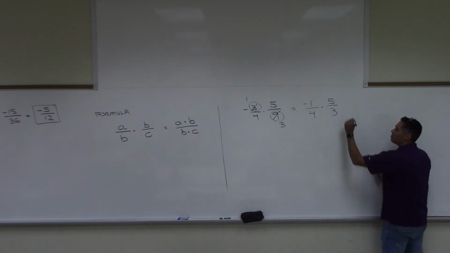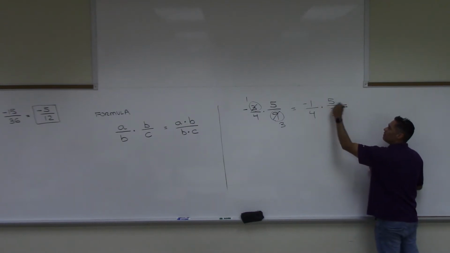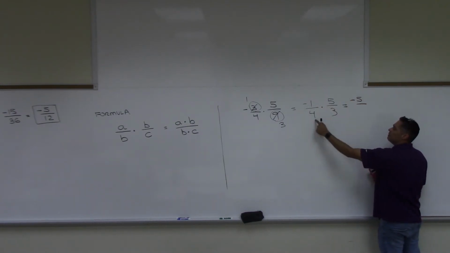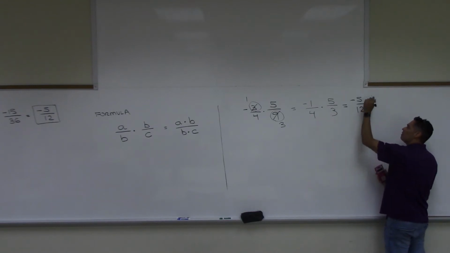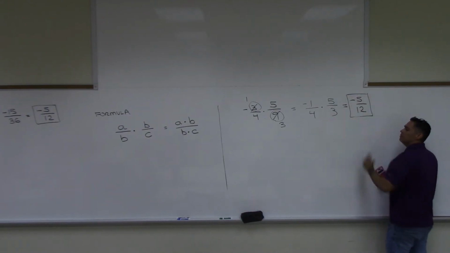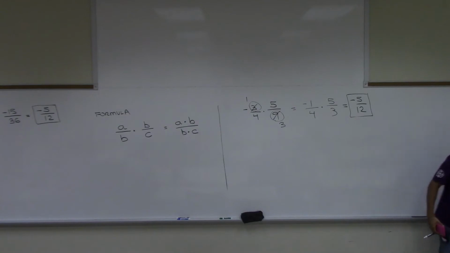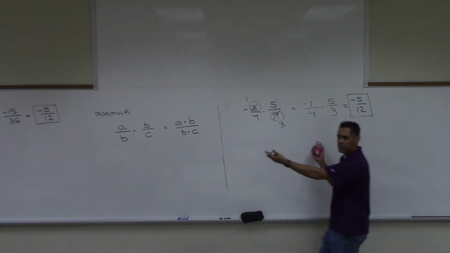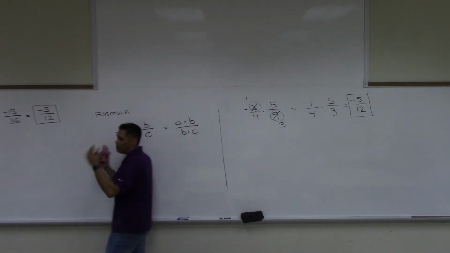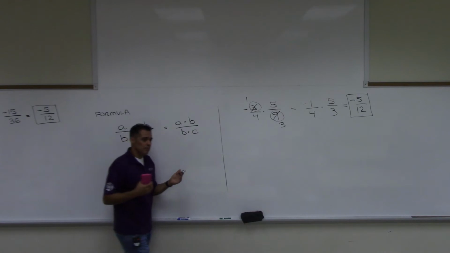And now multiply straight across. Negative 1 times 5 is negative 5. 4 times 3 is 12. Same answer. Do you see that they both get you to the same answer? I don't care which way you do it, okay? I don't. Just be able to do it.